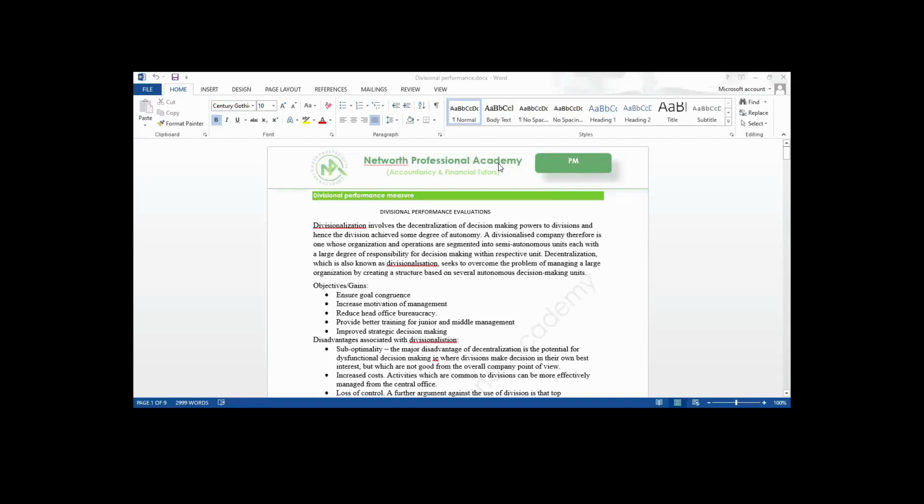Point number 4, divisional structure provides a better training ground. You can train your middle level management staff at the division.